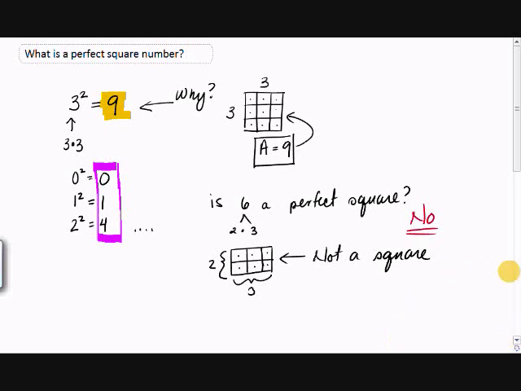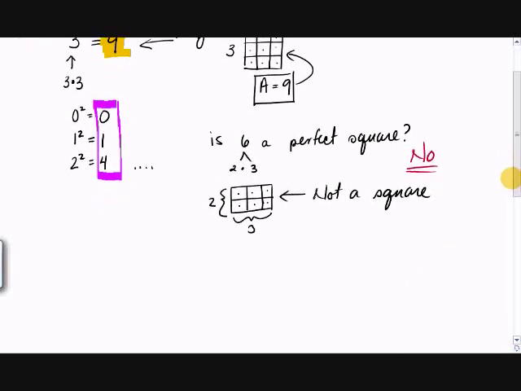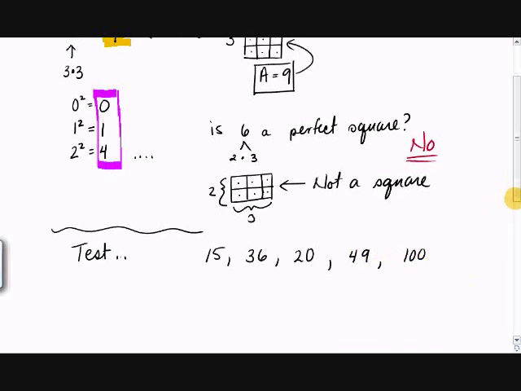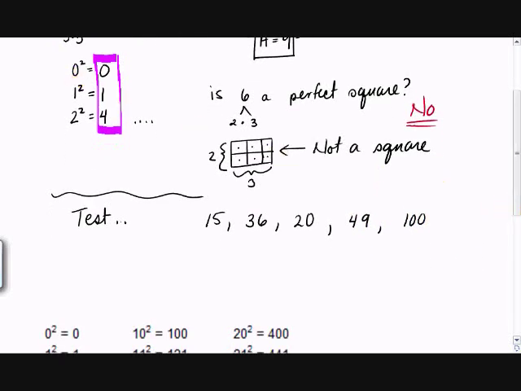So, how do we figure out if a number is a perfect square? Well, what we can do is we can use a test. Okay, so let's check these numbers out. Let's take 15, 36, 20, 49, and 100. Now, if you think of 15, 15 is 3 by 5. Well, we know a 3 by 5 is going to be rectangular, so that's not a perfect square. 36, that's going to be 6 times 6. Aha, so 36 is a perfect square because it is the answer to 6 squared.